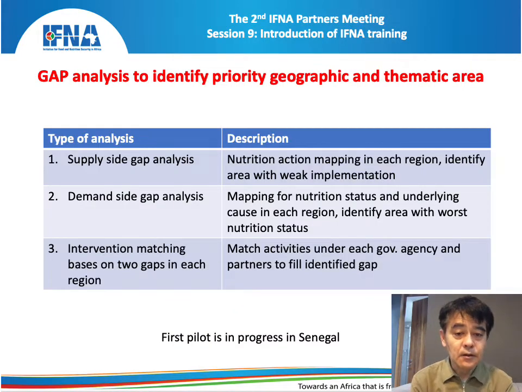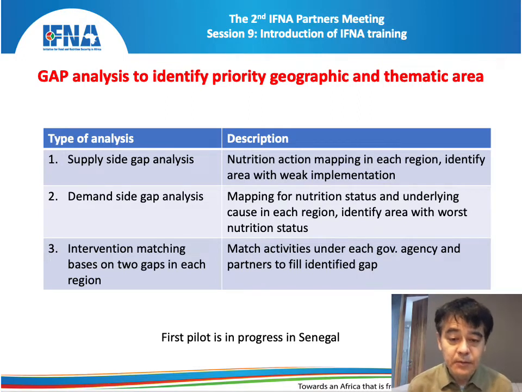When designing nutrition action, it is always important to prioritize areas of action because we have limited resources, limited time, and limited capacities. Gap analysis is a tool to support identification of priority geographical areas and priority thematic areas for nutrition improvement.